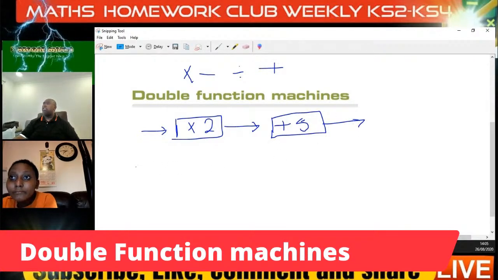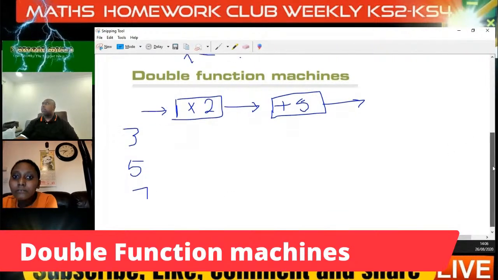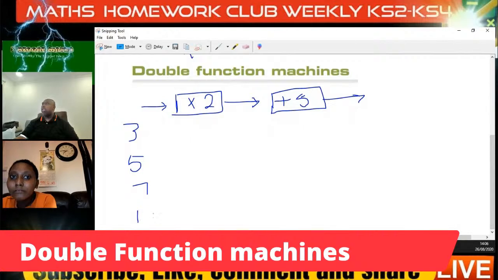Right? This is my input now. My input are 3, 5, 7, 10.